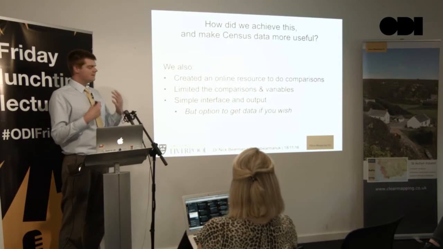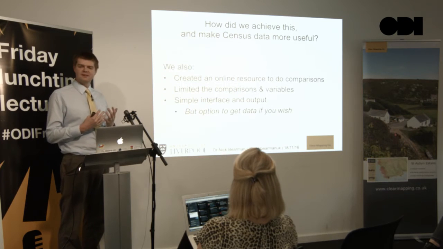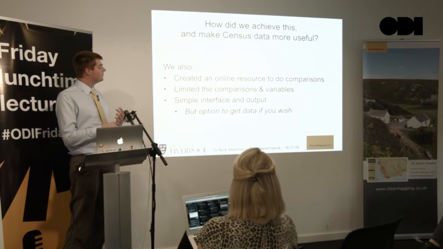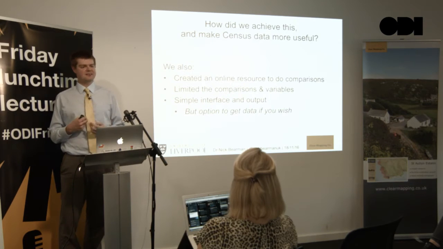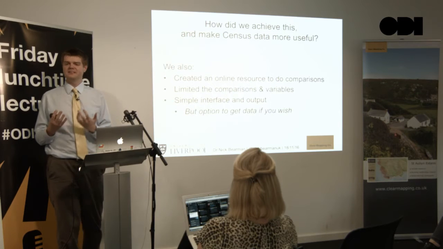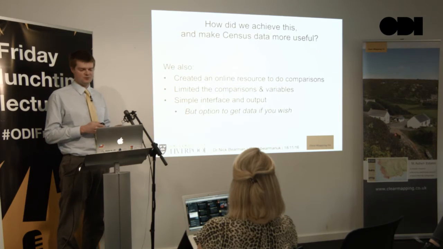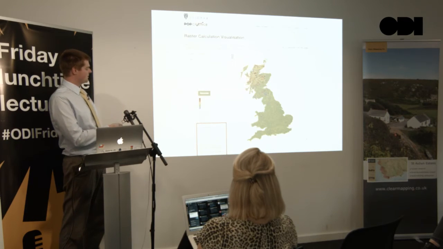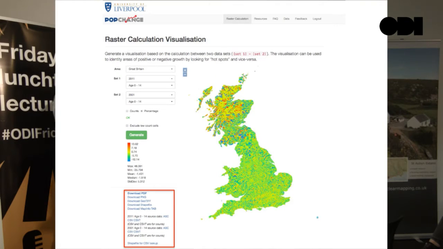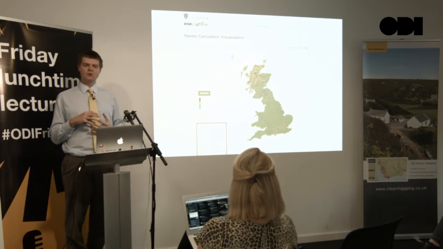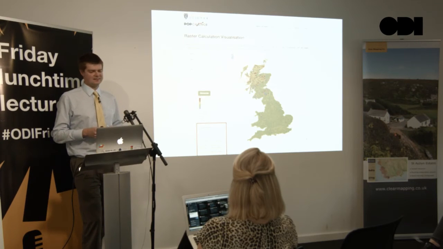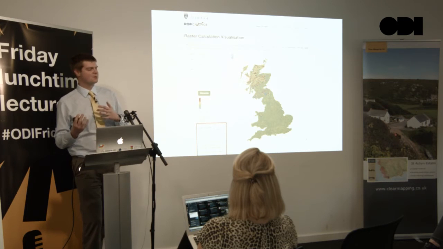And so we purposefully created this resource with a simple interface and layout. But we also do have the option to get the more detailed data if you wish, and if you want, you can download it and do your own analysis in a GIS, Geographic Information System of your choice. So along with the online map, we've got various download options here. It will generate a nice PDF with a map if you want that, or you can get it in various image formats. It also does it in shapefile format, or you can get the source grid data as well if you want to do your own analysis. So we wanted the resource to be simple but also flexible.